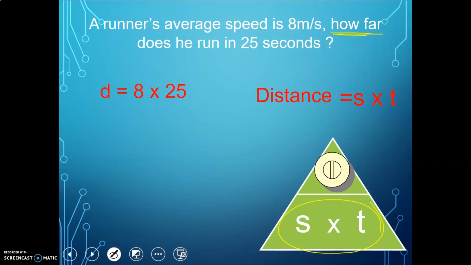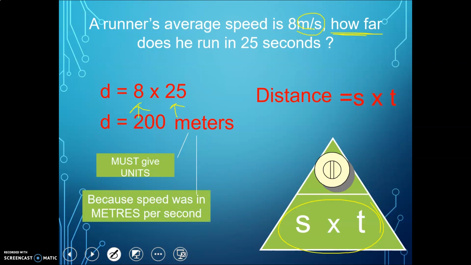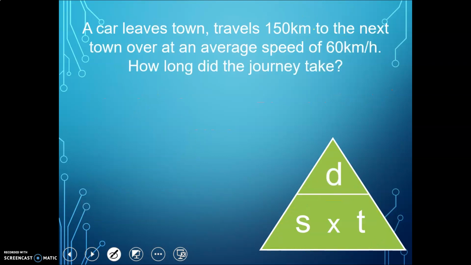So we're going to plug in: our speed was 8 and our time was 25 seconds. 8 times 25 is 200, and again we're measuring distance, so it's going to be in meters because originally we had meters per second. Again, units are a must. So because speed was in meters per second, the distance is in meters.